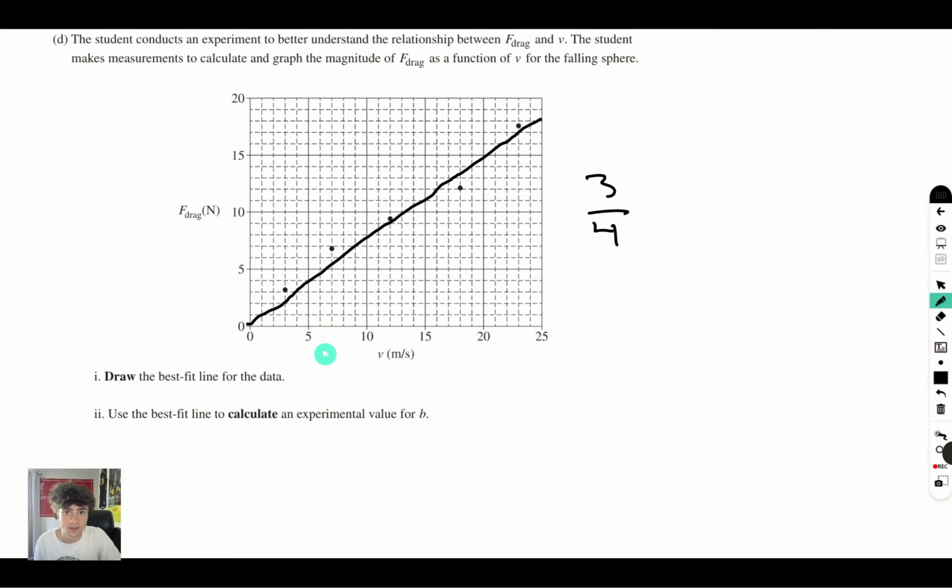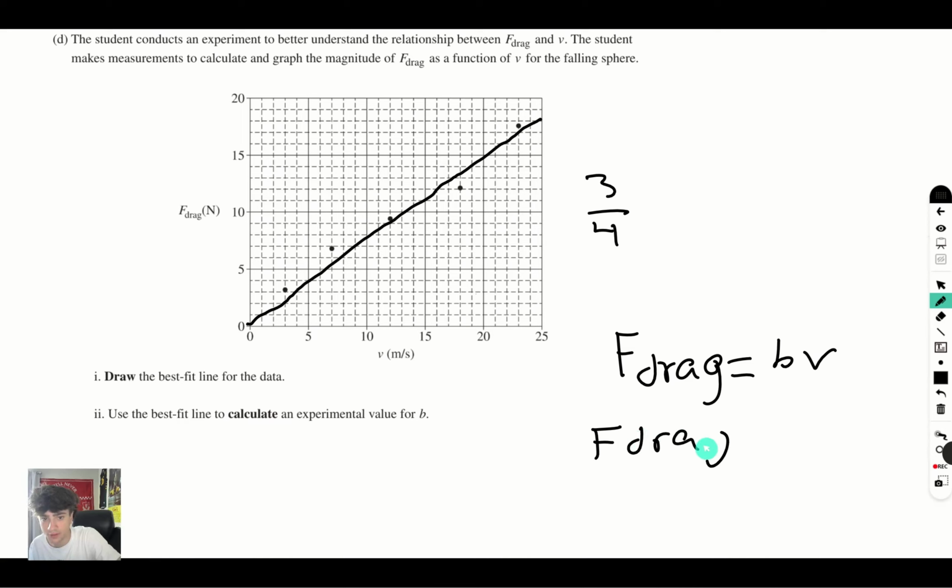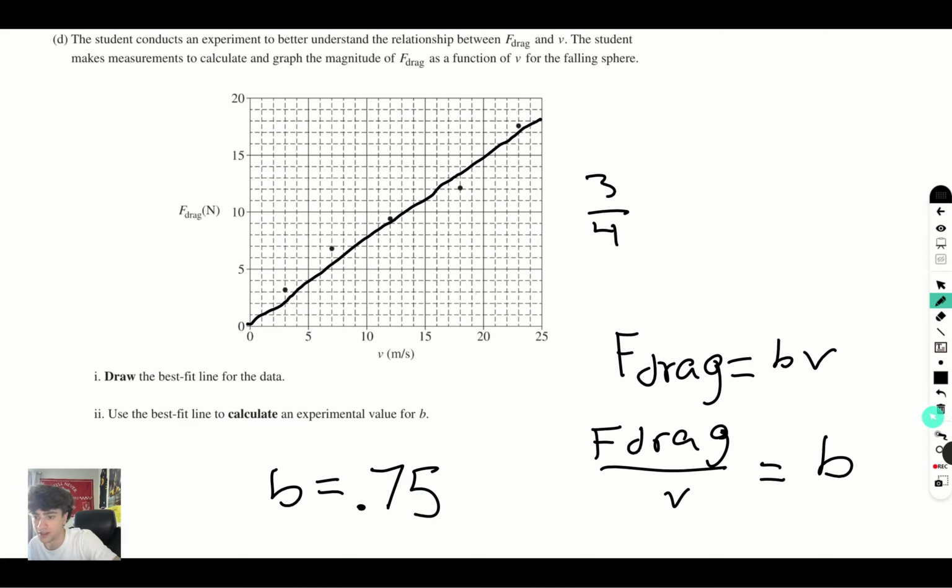So we know that Fdrag is equal to bv. So Fdrag over v, which is what we have graphed over here, is equal to b. And since we said that for Fdrag over v the slope is going to be 3/4, we can say that our b is approximately equal to 0.75.